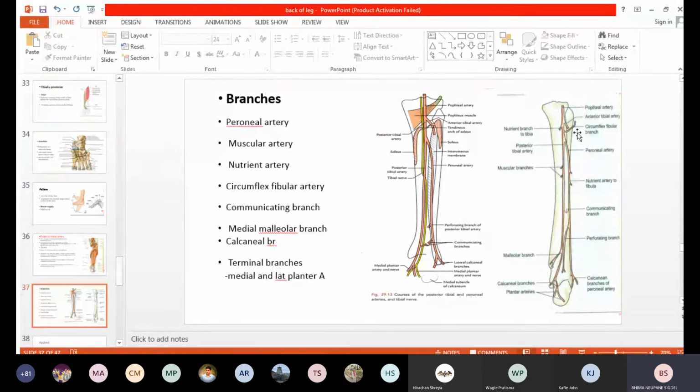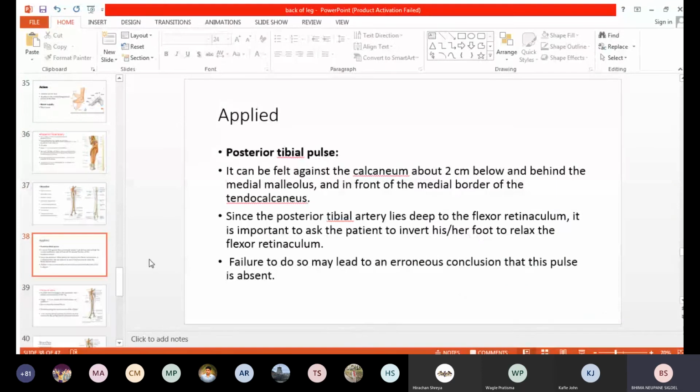After that, there is one branch circumscribing the neck of the fibula, known as the circumflex fibular branch of the posterior tibial artery. After that, you get the communicating branches in the middle part of the shaft. These communicating branches communicate with the similar communicating branches of the peroneal artery. After that are the medial malleolar branches, and the last one is the calcaneal branches. The terminal branches, as we just mentioned, are the medial plantar and the lateral plantar artery, which arise just beneath the flexor retinaculum. These are the branches.